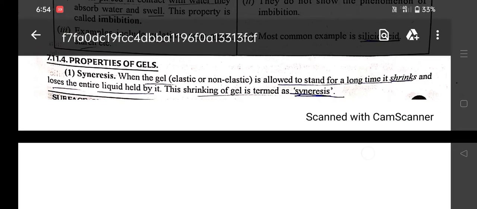Now there are some properties of gel. First is syneresis. When the gel, elastic or non-elastic, is allowed to stand for a long time, it shrinks and loses the entire liquid held by it. The shrinking of gel is known as syneresis.